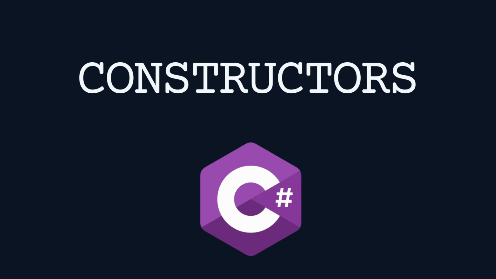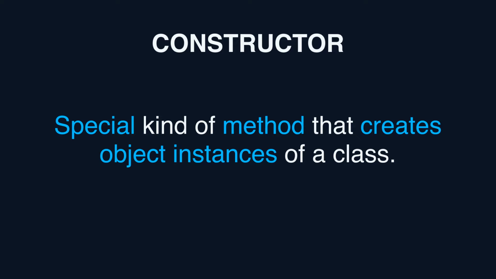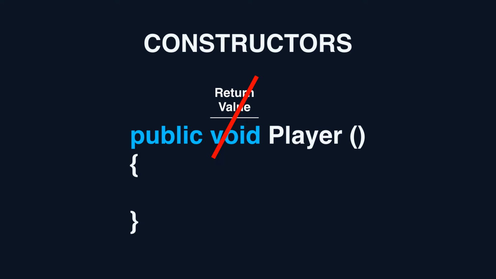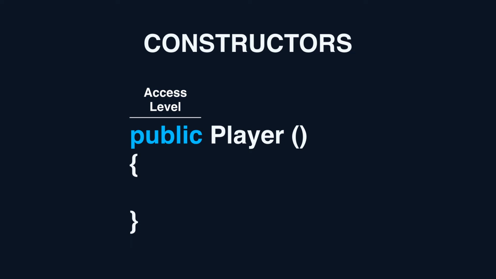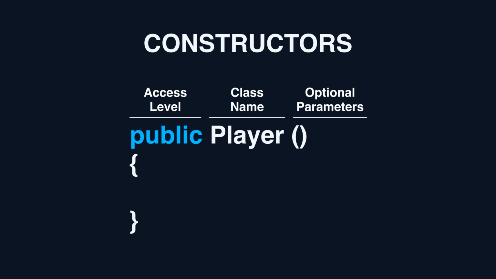Hey guys, so let's talk about constructors. A constructor is a special kind of method that we use to create new object instances of a class. It has a declaration similar to common methods, but without the return type. It also has an access modifier. The name is equal to the name of the class, and it can also have parameters.